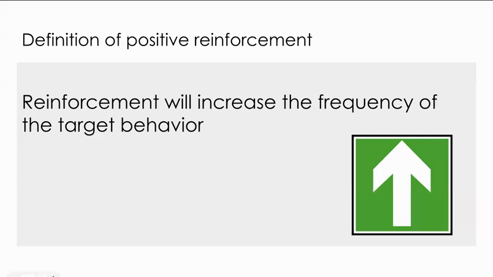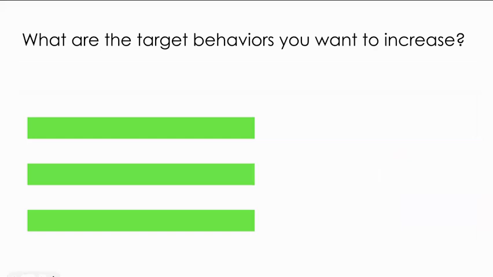So the definition of positive reinforcement, again, is that reinforcement will increase the frequency of the target behavior. And what it really does is increase the future target behavior if it is working correctly. So that's one way to know if your intervention strategy is working: if in the future the target behavior increases. That's how we know it is working.